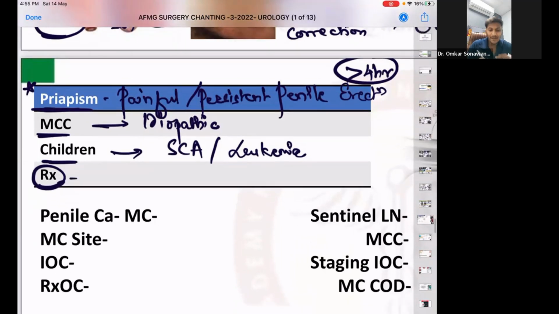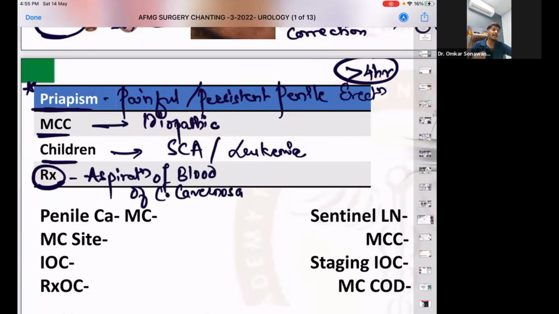Treatment should be, so the penis is erected for more than 4 hours now. So you need to perform the primary treatment. Please remember, not always shunting would be done. Primary treatment kya hogi? So first line management, if they ask you, then it should be aspiration of blood from the corpora cavernosa, and that will relax the penis.